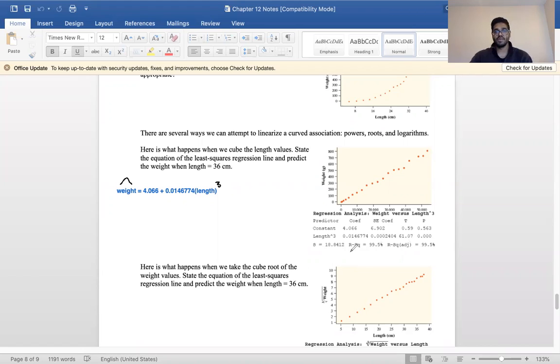And so now if I plug something in, if I want to find the prediction for length 36, I'm going to take 36, plug it in here, then I'm going to cube it, and then I'm going to use this equation. And so that's why I've got to be careful: once you plug something in, I've got to take my length and then cube it before I do anything with this equation. That's kind of the idea here.